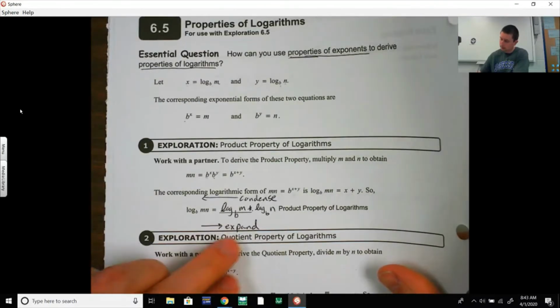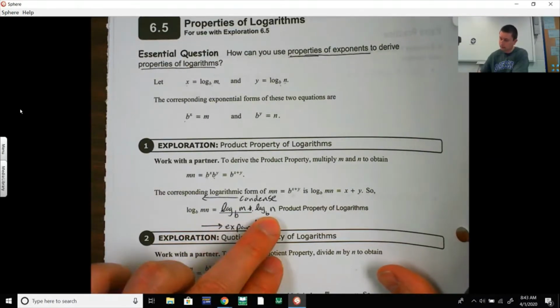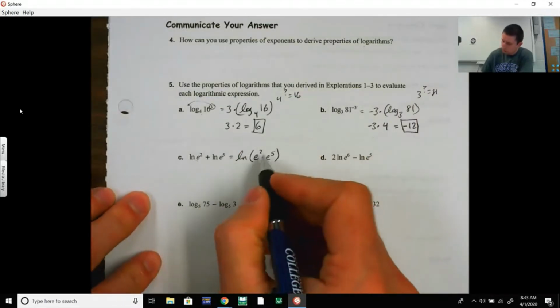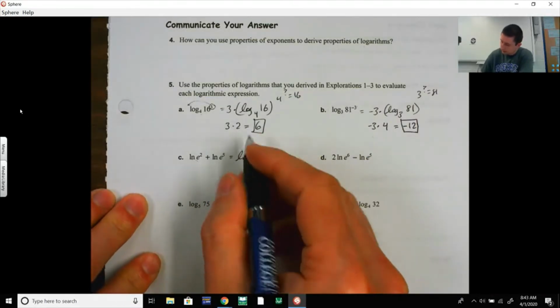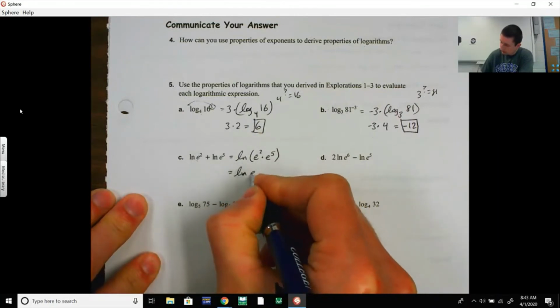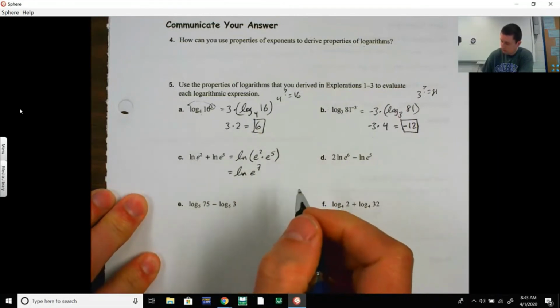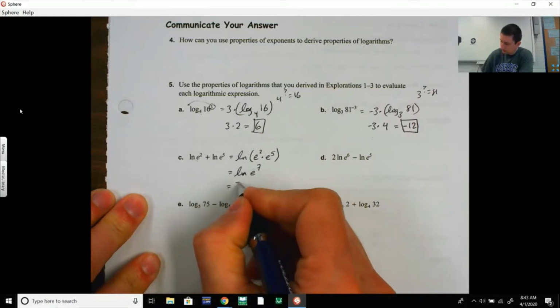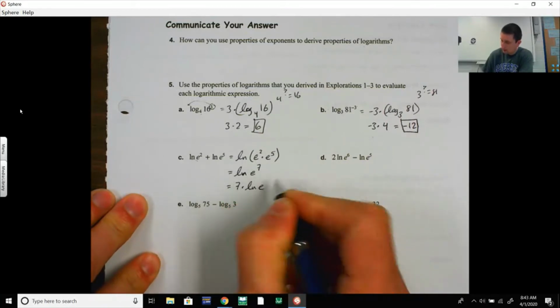Okay, that's this one. We're going back. We have two things, and they're adding the logs, so we have to multiply those two. If you're multiplying your bases, you add your exponents. This is the natural log of e to the 7th, since 2 plus 5 is 7. So that's 7 times the natural log of e.